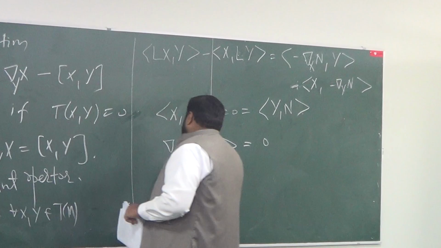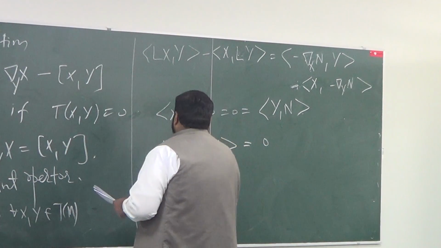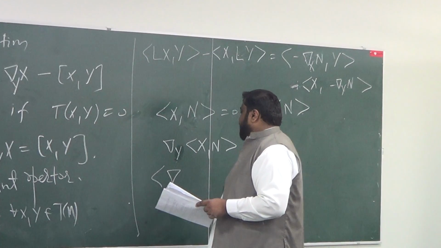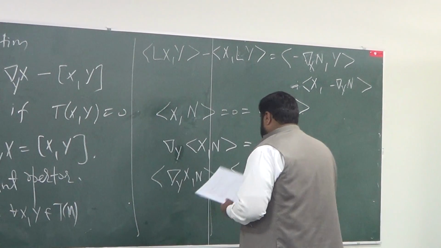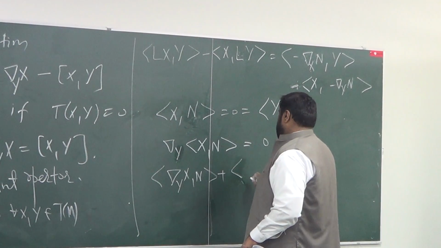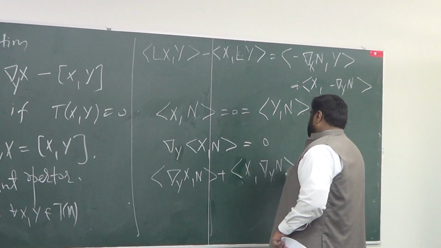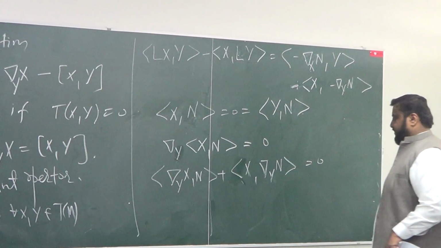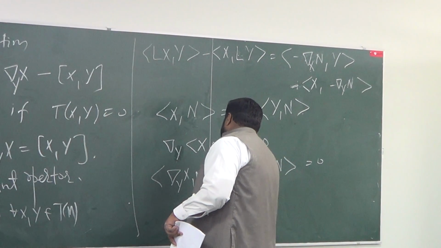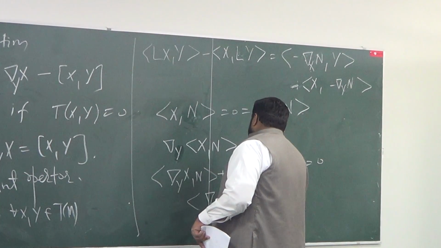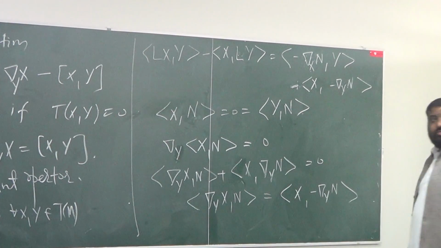And if I assume the compatibility of the metric, I'm going to get del x. I must put a y here. If it's x, then it should be with respect to y, this must be better. So del y of x, n plus x in the product with del y operated on n, and this is equal to 0. And if I take this to the other side, what this shows is that del y x, n is equal to minus x, del y n. Can I say this would be the same as del y n actually?